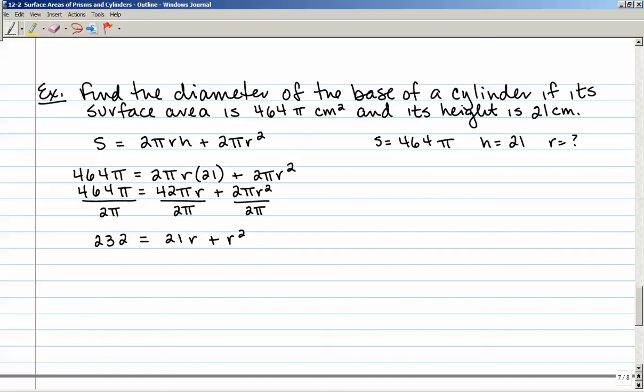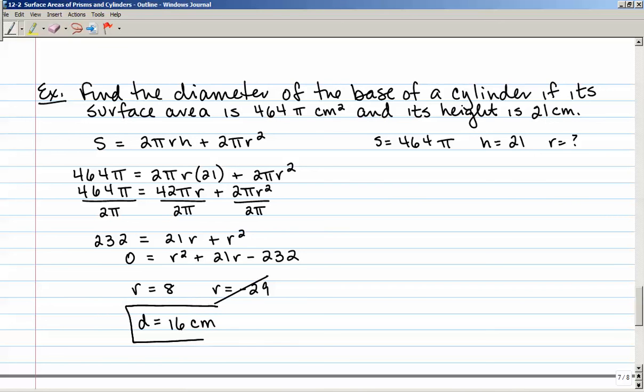So this is a quadratic equation. Let's make it equal 0 and write it in more of a standard form. Okay, and so I have r squared plus 21r minus 232 equals 0. I'm going to use the quadratic formula in my calculator, and I get that r equals 8 and r equals negative 29. And of course the radius can't be a negative number, so it can't be negative 29. So if my radius is 8, my diameter is twice that, so my diameter is 16, and my units were centimeters.